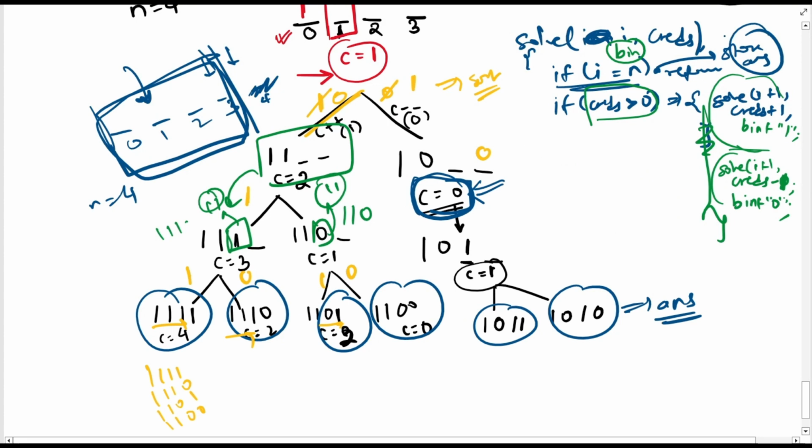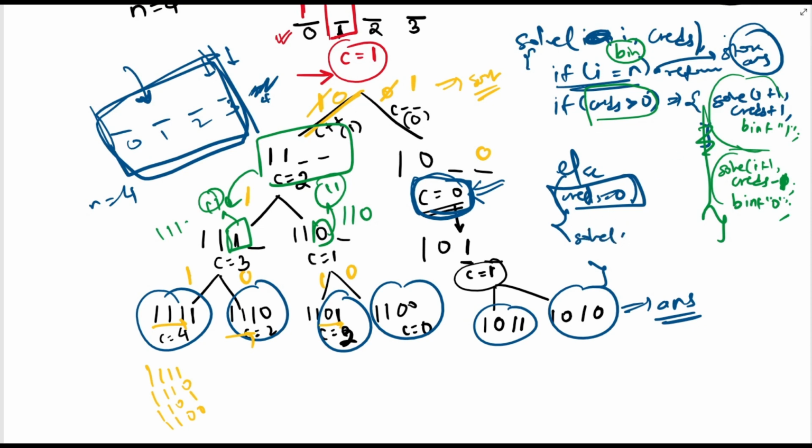Now, if that is not the case, else my credits would be 0. So if I don't have any credits, there is only one combination that I can do. That is solve i plus 1, credits plus 1, because I will be adding a 1, and binary plus 1. That is the only combination I can do. That's it. This is the whole code.